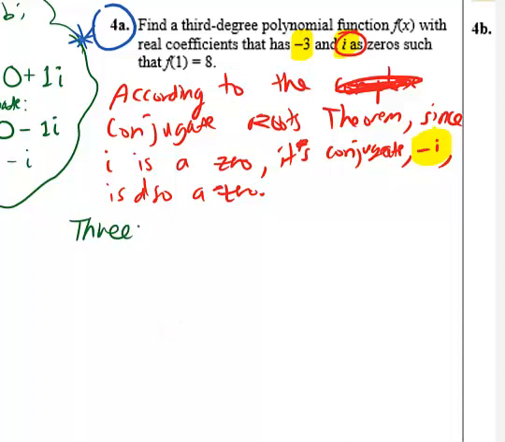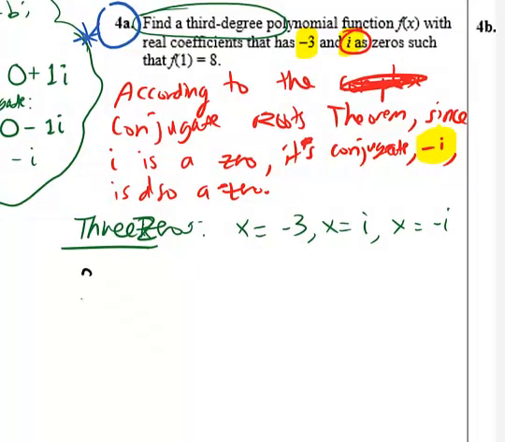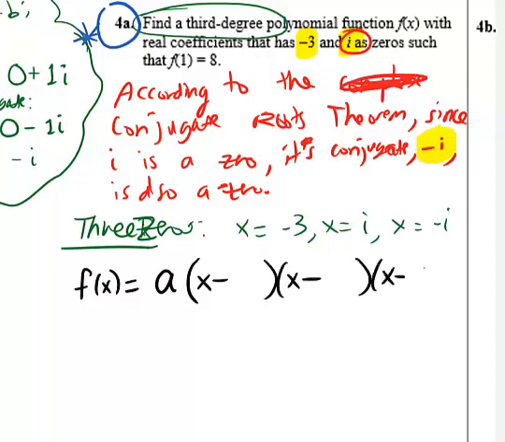So we have 3 roots. 2 were given and 1 I had to find out using that theorem. 3, okay, I should say zeros. x equals negative 3, x equals i, and x equals negative i. But since they said in the beginning that this is a third degree polynomial, there should only be 3 solutions. So f of x, the function that we're looking for, should be some kind of coefficient, I'm not sure what it is, a, I'm going to call it, times x minus each of the zeros. They should each have their own factor.